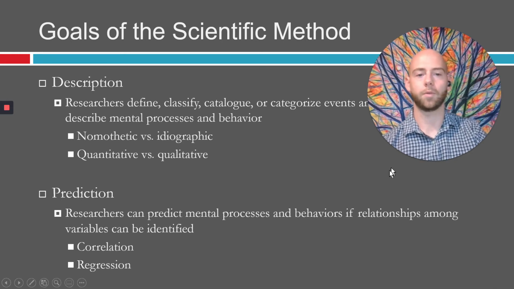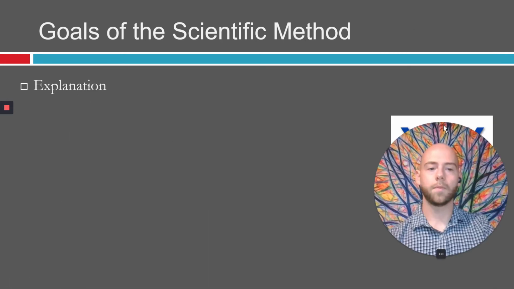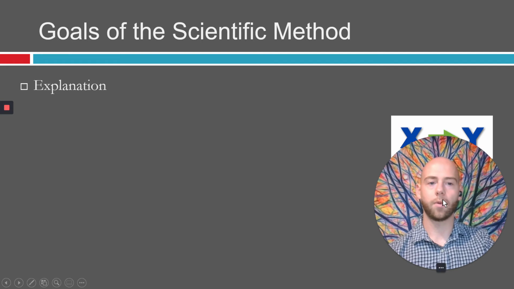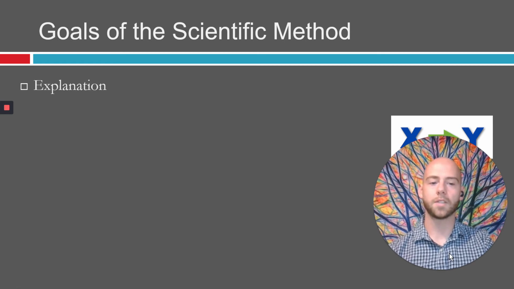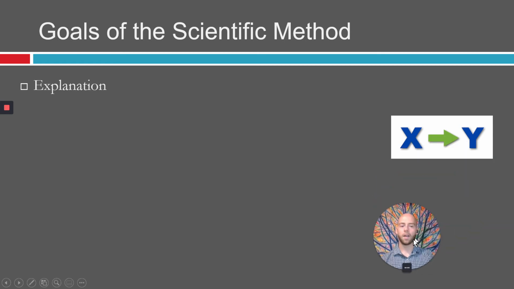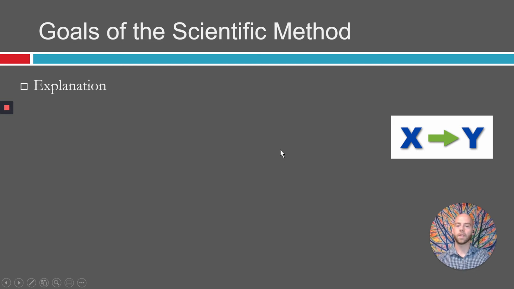The next thing I wanted to mention was explanation. So it's one thing to just describe something or just predict it, but then how to actually explain how or why something is happening is a little more complicated. So it's easy sometimes to know, well, if X happens, Y is going to happen. That would be prediction. But why does X lead to Y? What is the mechanism? What is the underlying process that is leading some particular personality trait to impact people's behavior?